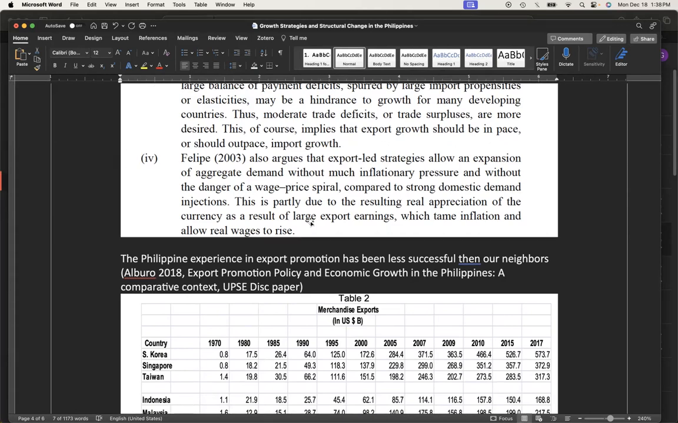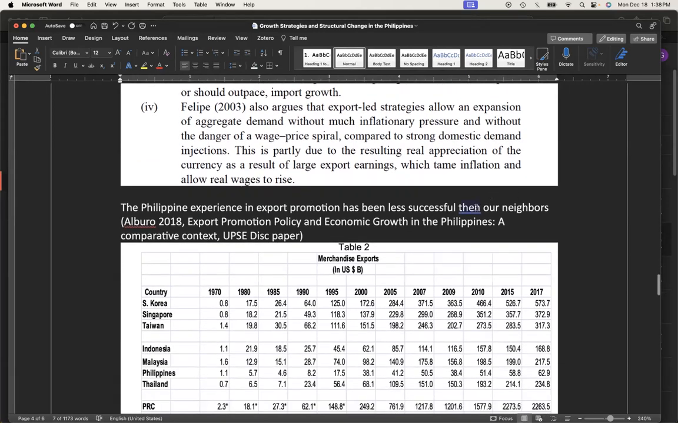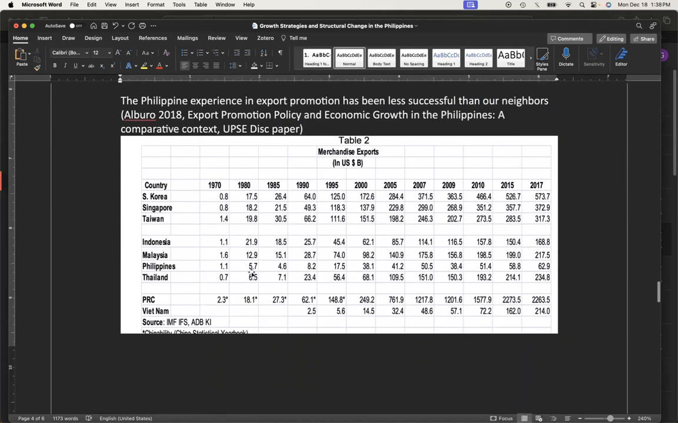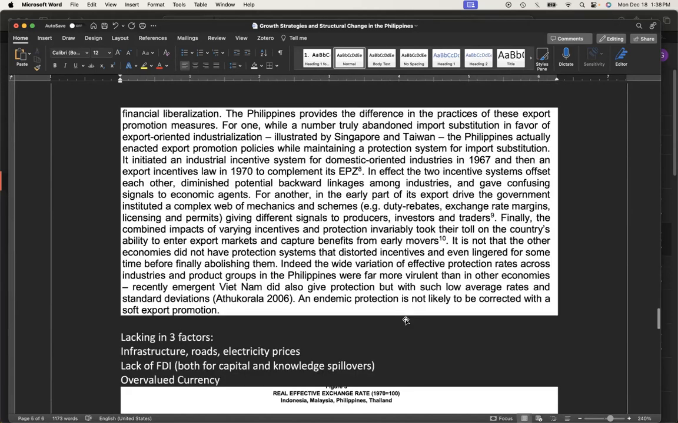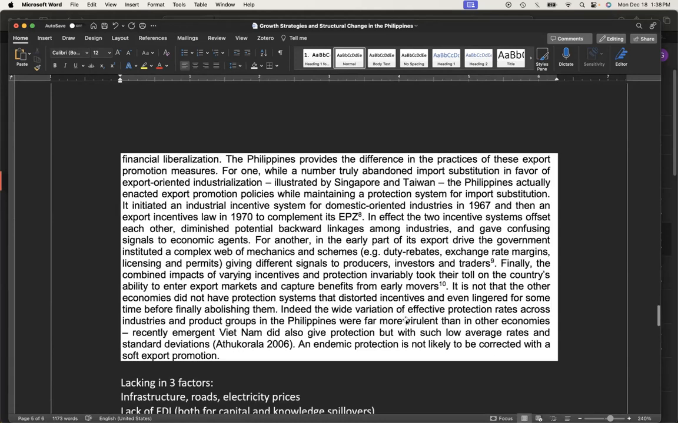Broadly speaking, the Philippines' experience in export-led growth, export promotion, has been less successful than our neighbors. As you can see here, the growth rates in South Korea, Singapore, Taiwan, and all of these are essentially bigger than that of the Philippines, right? If you can look at these numbers. In fact, even all of the other countries are dwarfed by PRC. So there are a few reasons why.